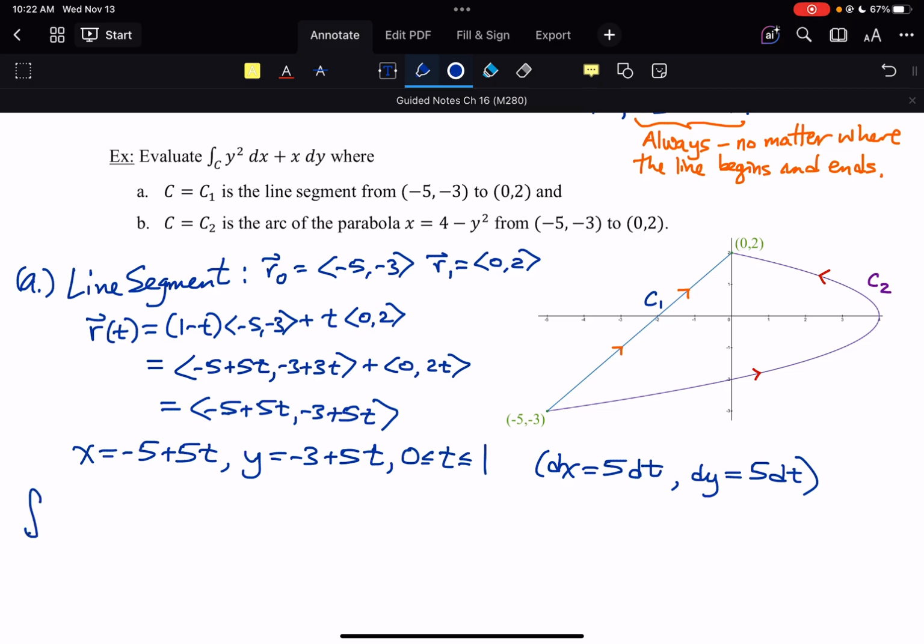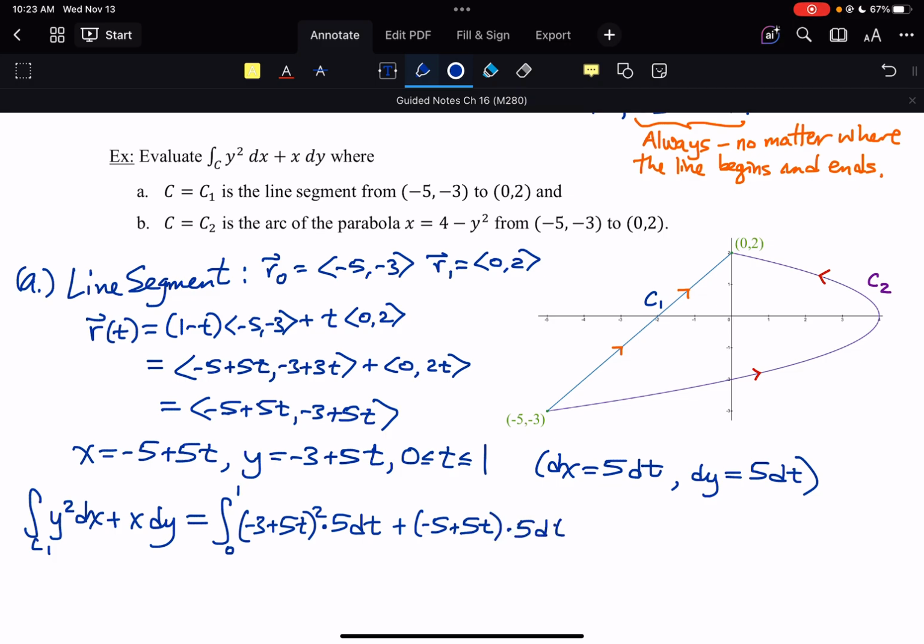So the line integral over c1 of y squared dx plus x dy is the integral from 0 to 1. Everything gets put in terms of t. So that is -3 plus 5t quantity squared dx, so that's times 5 dt, plus x, so -5 plus 5t, dy, so times 5 dt.